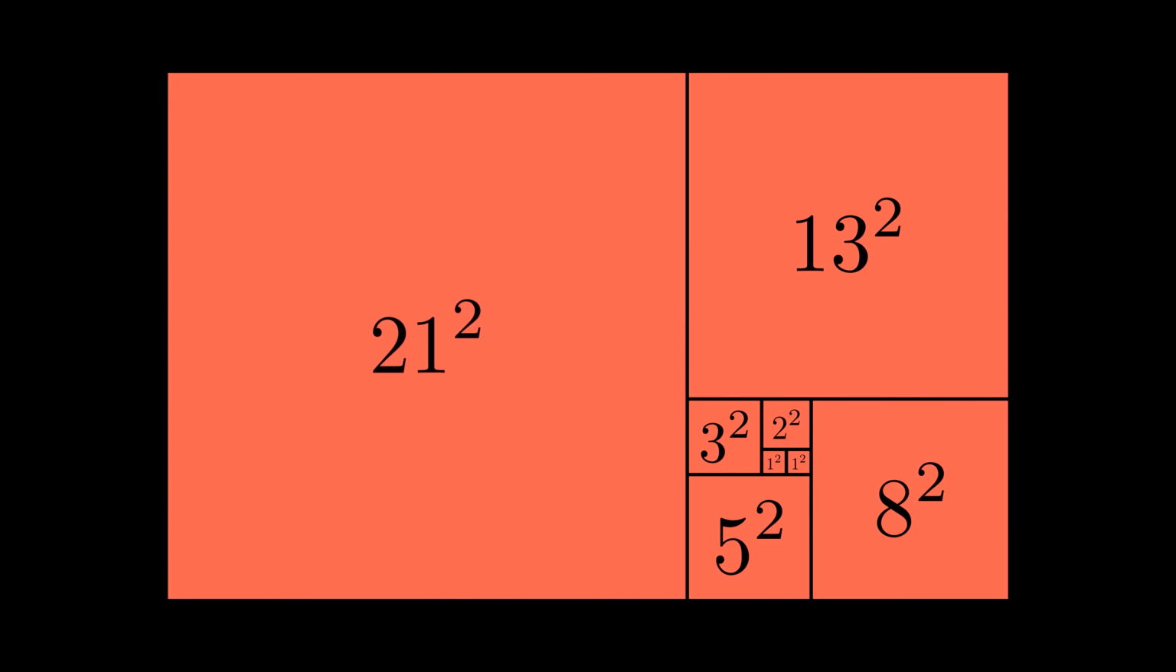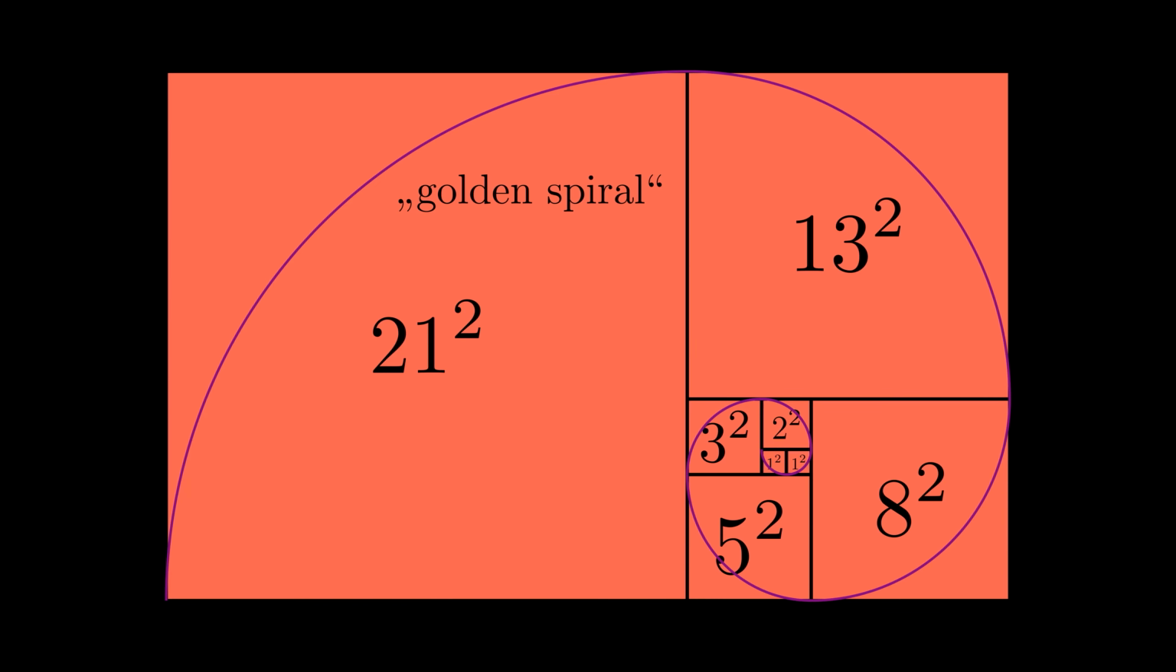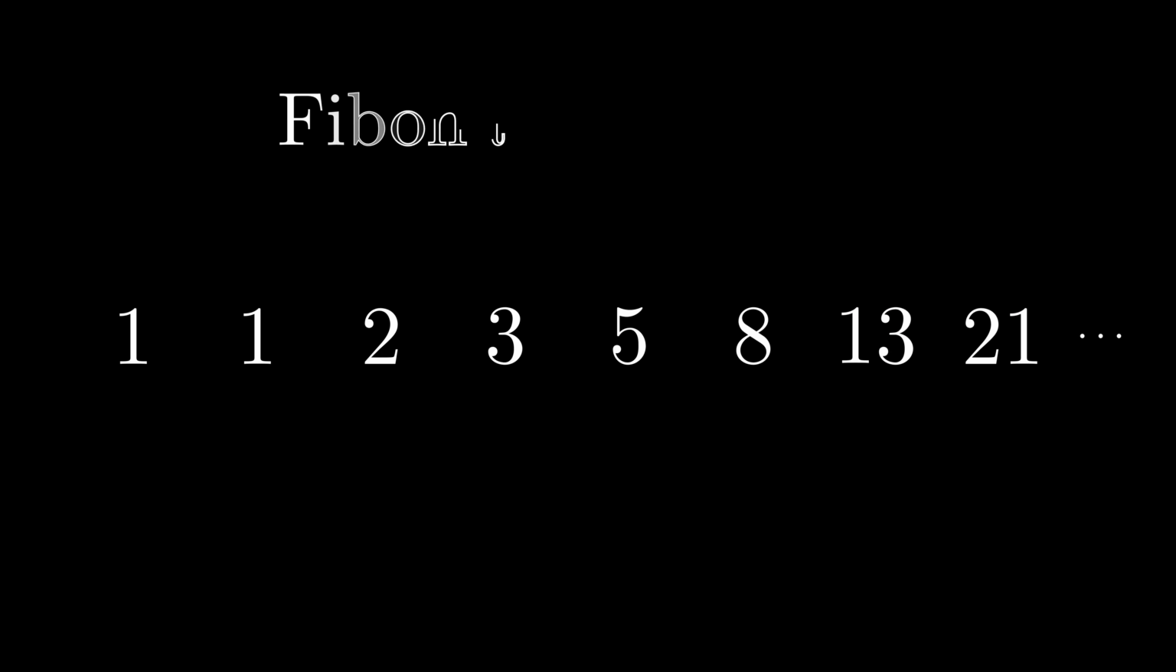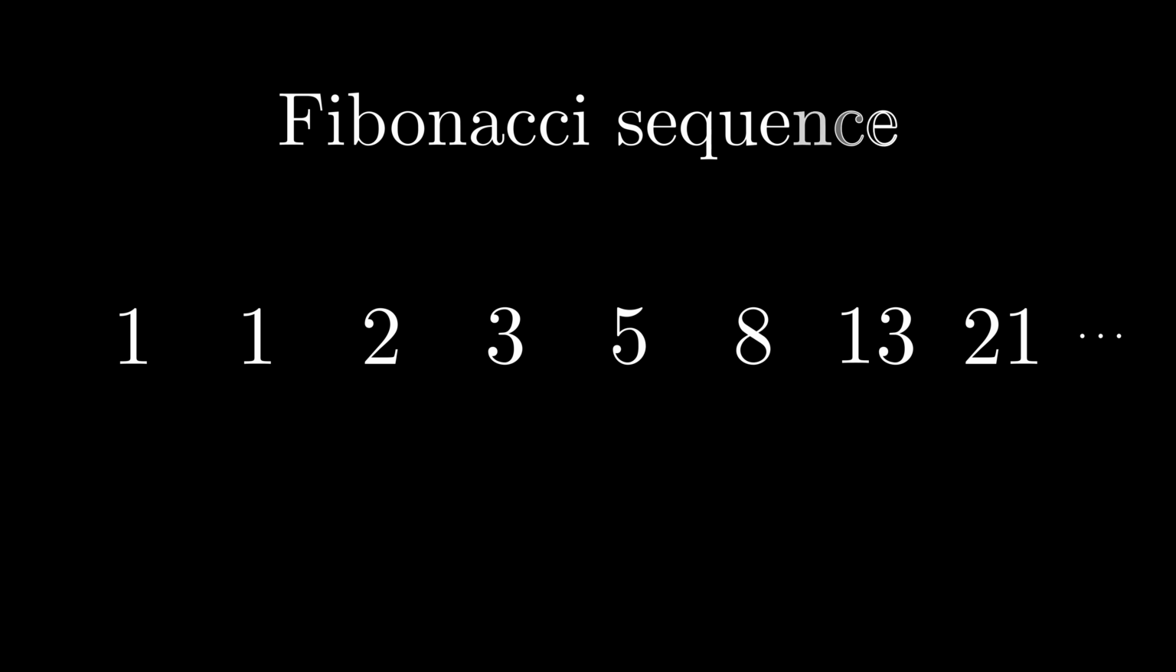It is worth noting here that a very famous spiral, the so-called golden spiral, is formed by connecting the opposite corners of these squares with each other in a continuous spiral. But how do the Fibonacci numbers fit now into this picture? The answer lies in the fact that the Fibonacci numbers are precisely the sequence of numbers that we square to obtain the area of each square. We denote the i-th Fibonacci number here as f index i.